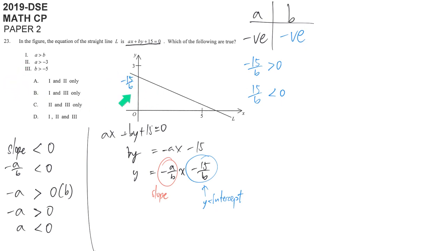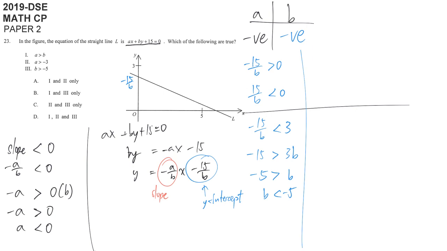Just now I simply said that it's larger than 0, but we find this point here, so I can say this point is less than 3. Negative 15 over B is less than 3. Again, multiplying both sides by B triggers a change because B is negative. And then both sides divide by 3. B is less than negative 5. So we can draw the conclusion B is smaller than negative 5, not bigger than negative 5. The statement 3 is wrong.